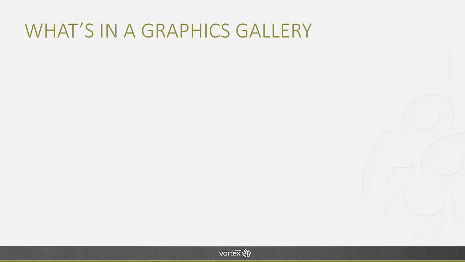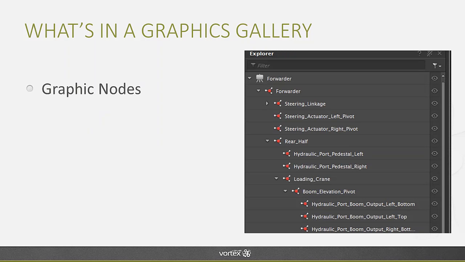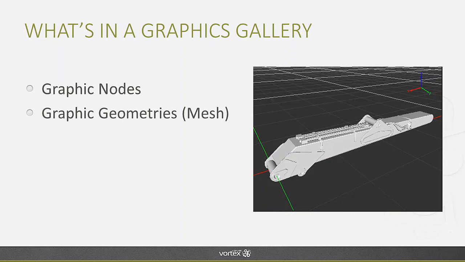So what's in a graphic gallery? Well, in a graphic gallery, you're going to find first graphic nodes. Graphic nodes are there from the import of your model, and they're the different parts of your model, basically. Now, your graphic nodes can have graphic geometries attached to them, and that is mesh. The mesh represents the visuals volume of your model, and it's on that it will unwrap our graphics materials to dress up our model.